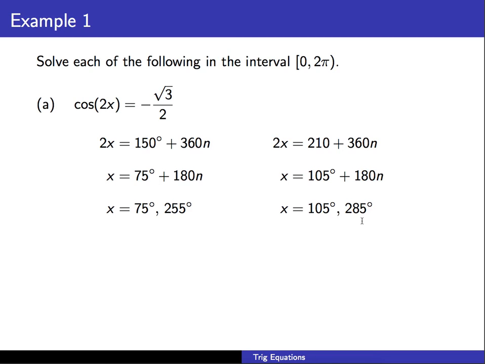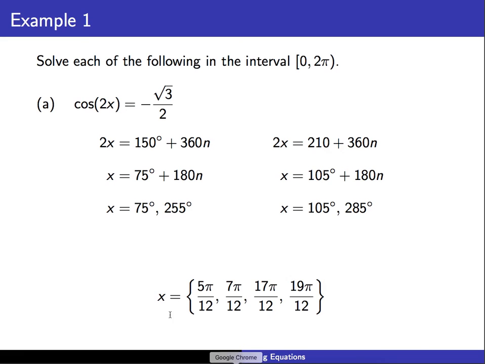But if we add another 180 to that, we're going to get 465 degrees, and that's not between 0 and 360. Likewise, if we subtract 180 from 105, we're going to be less than 0. So we have 4 angles between 0 and 360 that make this original equation true. So all that we have to do now is just write each one of these angles in their equivalent radian form. And 75 degrees is 5 pi over 12, 105 is 7 pi over 12, 255 is 17 pi over 12, and 285 is 19 pi over 12.